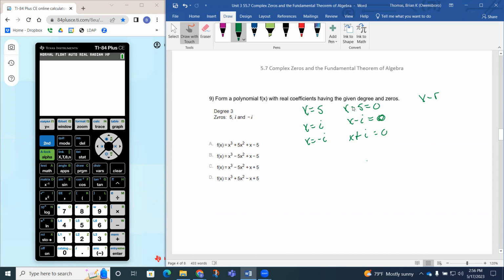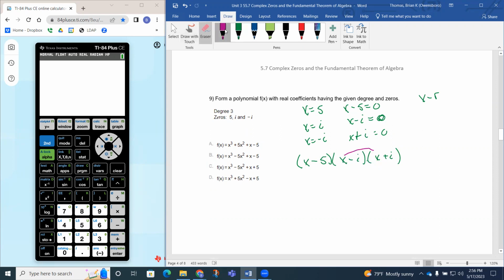So now we do have our 3 factors. To create the polynomial, we have to multiply these all together. So we have x minus 5, we've got to multiply x minus i, and we've got to multiply x plus i. The x minus i and the x plus i, since those are conjugates, it's a good idea to put those together to start with. And since they're conjugates, all you really have to do is multiply the first terms and the last terms together.